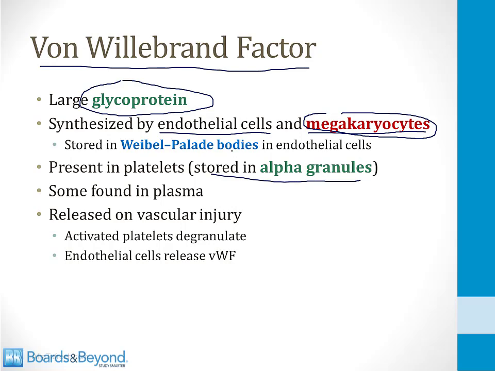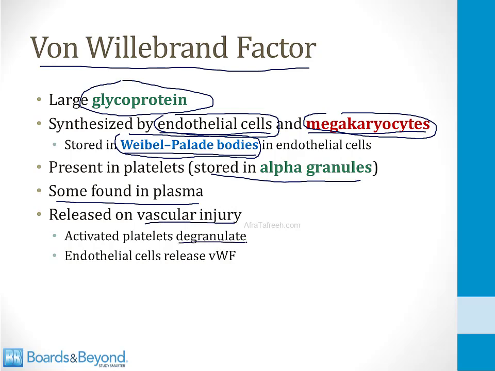The other important source for von Willebrand factor is the endothelial cells. They store von Willebrand factor in the Weibel-Palade bodies. These are very important structures inside of endothelial cells. They can release von Willebrand factor. They can also release P-selectin, which is important for inflammation. You can also find some von Willebrand factor in the plasma. Importantly, however, von Willebrand factor is released in response to vascular injury. Activated platelets can degranulate and release von Willebrand factor, and endothelial cells that are damaged can release von Willebrand factor as well, and this will lead to platelet activation.